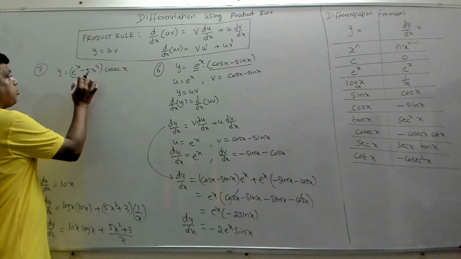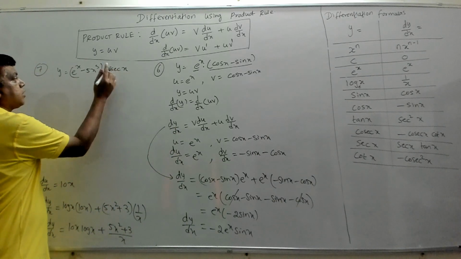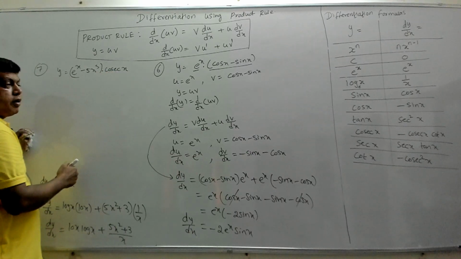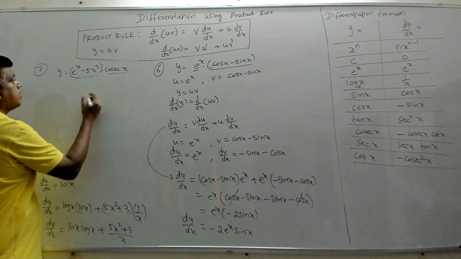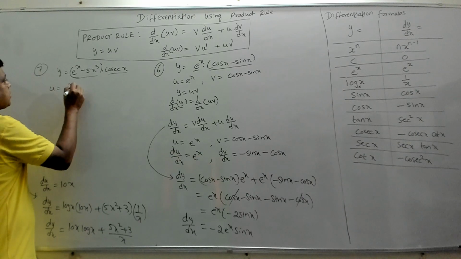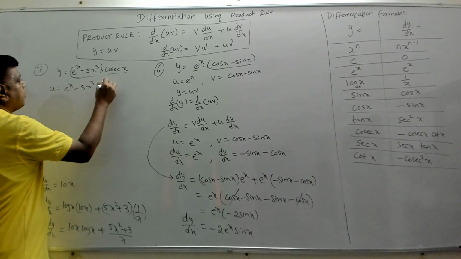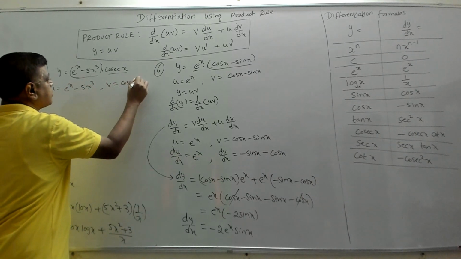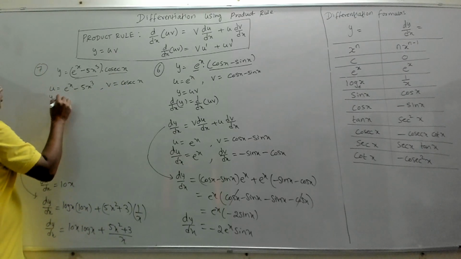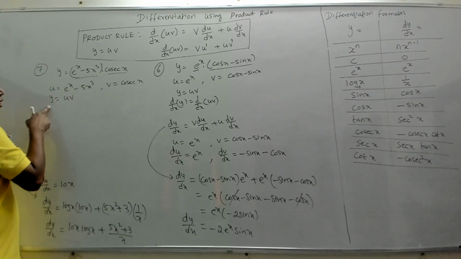Again, this is a product of two functions. This is one function, this is another function. There is a multiplication here. Right? So we'll take this as u, this as v. So our u is e power x minus 5x cube and our v is cosecant x. So our y becomes u into v. And now we are going to differentiate.